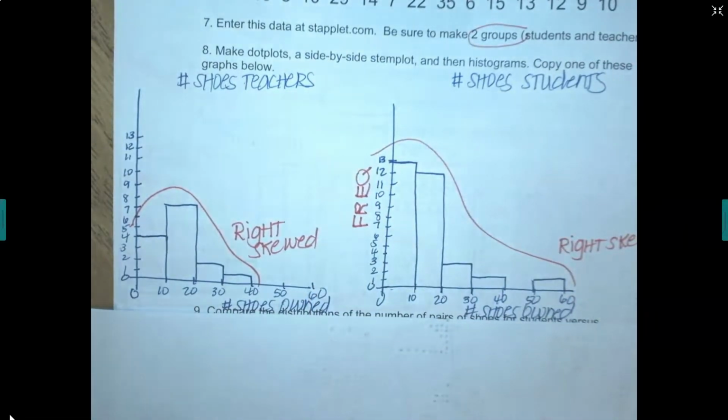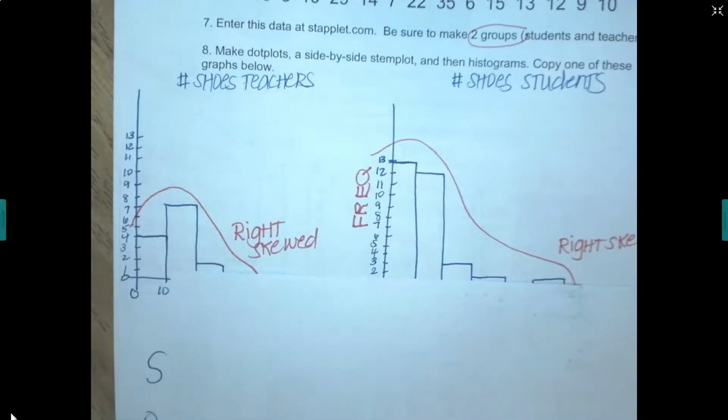Now, number 9 wants us to compare the distributions of the numbers of pairs of shoes for students versus teachers. Be sure to address shape, outliers, center, and variability. So what I want you to do is write your letters down the side. These are the 4 things you have to address. Pause the video, write a sentence or 2 about each one, comparing one to the other, and then come back and let's see how close you did, and let's talk about some of that. So pause the video and do that and come back.